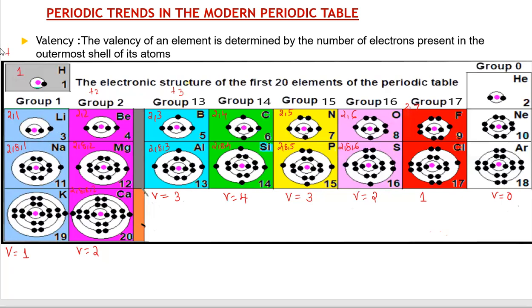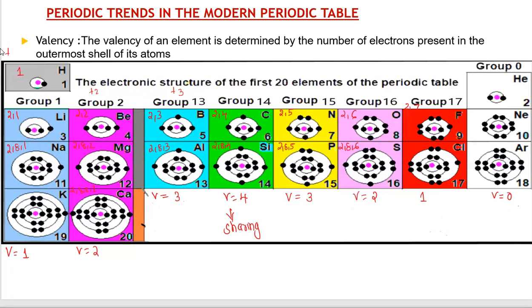Now, if 4 electrons are there, we know carbon needs 4 more electrons to complete the octet. It can gain 4 electrons, it can lose 4 electrons, or it can share 4 electrons. But by losing or gaining, the atom will not be stable. So if 4 electrons are there in the outermost shell, they will share their electrons. So here they are sharing the electrons. If 4 electrons are there in the outermost shell. First 3, 1, 2, 3 electrons, they will lose the electrons.